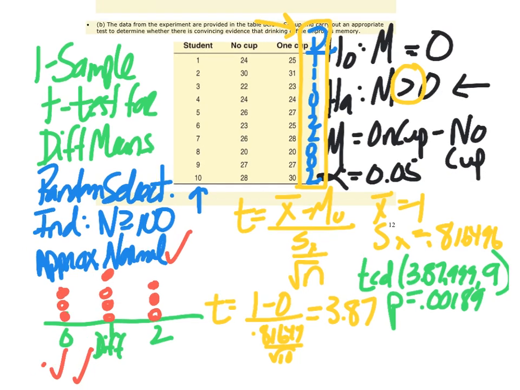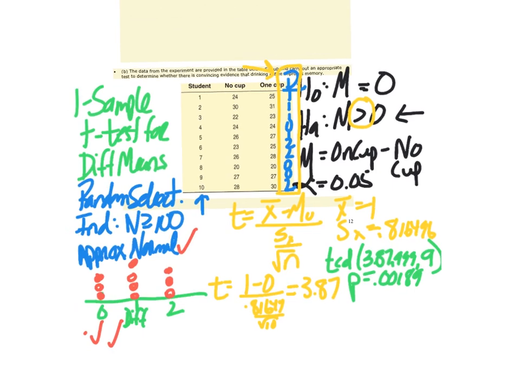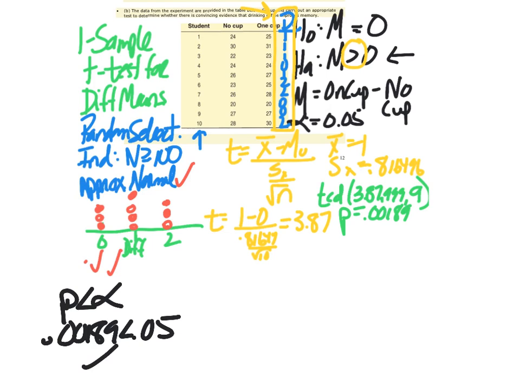We now can make our conclusion for this. So let's go ahead and do the conclusion for this one. And here we go, the 3 parts we need to address. In this case, p is going to be less than alpha. I'm going to show that calculation: 0.00189 is less than 0.05. That's the first part. Therefore, we can reject H sub o is our next part, and we can conclude H sub a.